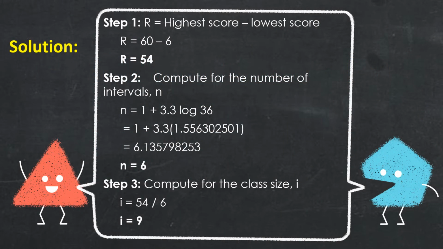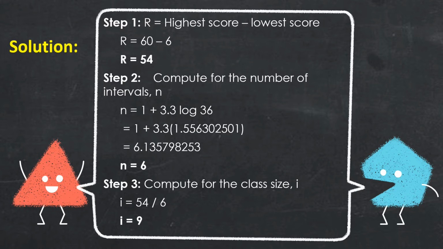Step 1, okay? As what we have earlier, you need to find the highest score and the lowest score. Based on the given example earlier, we have 60 as the highest and 6 as the lowest. So, 60 minus 6 is equal to 54.